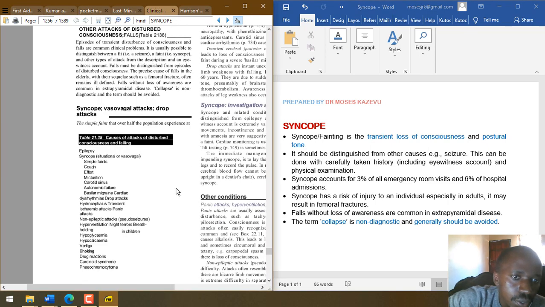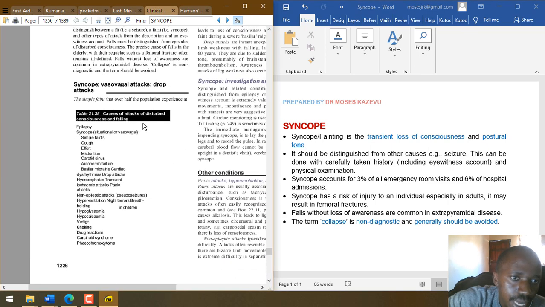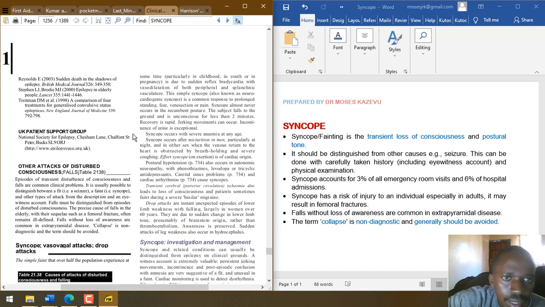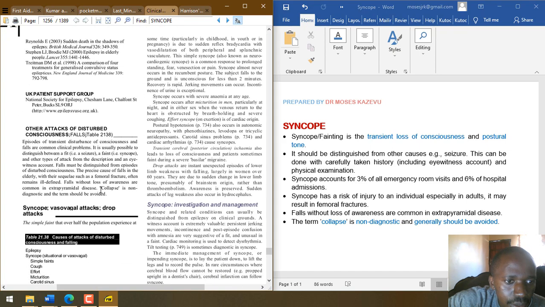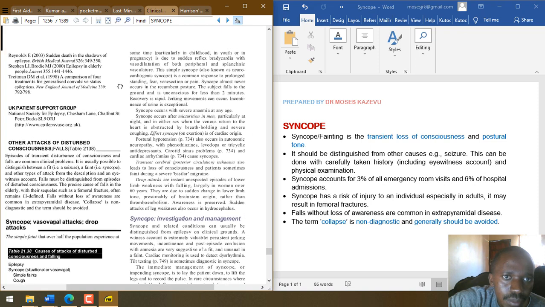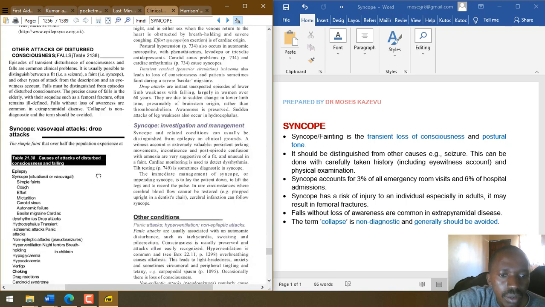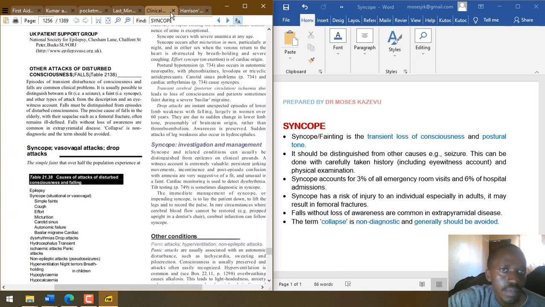Okay, so causes of an attack disturbing consciousness and falling. Syncope, that's vasovagal attacks. The simple faint that over half the population experience at some time, particularly in childhood, in youth or in pregnancy, is due to sudden bradycardia. So I think this is dealing with a specific type of syncope. Okay, fine. So let's get back to Harrison.